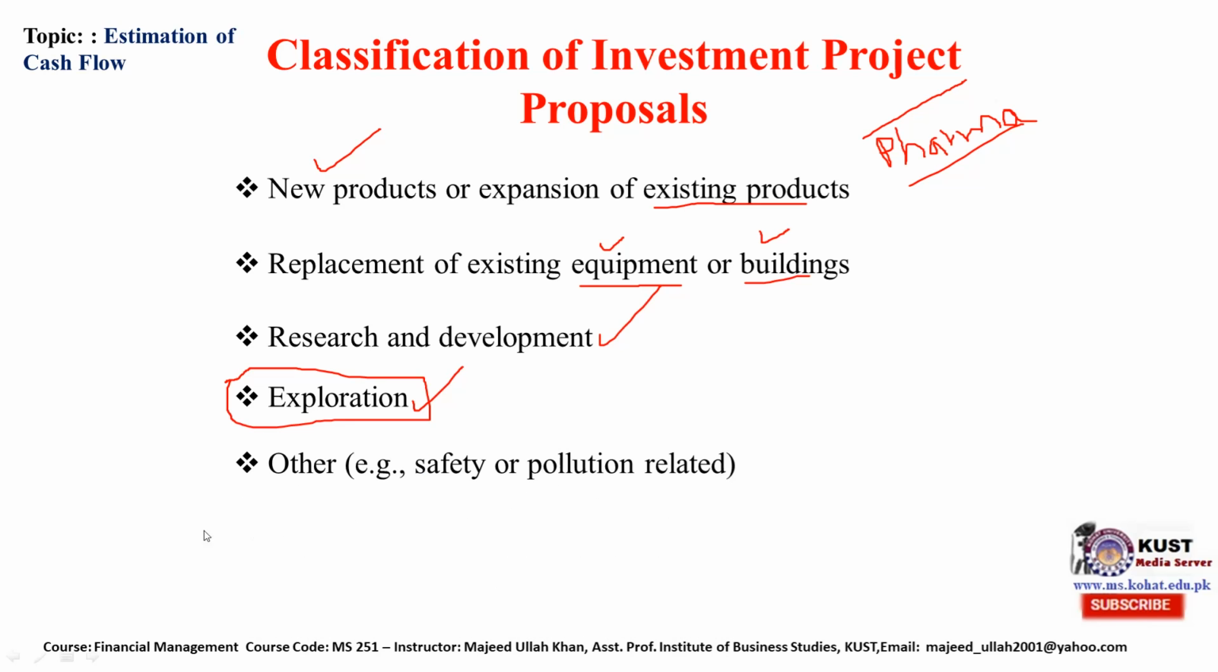Other examples are related to CSR. If any company wants to buy a safety system, or wants to buy machineries or any extension to machineries that control pollution, it will also come under the investment project proposals.